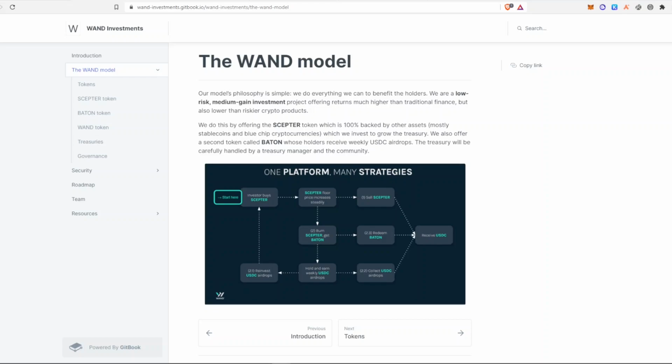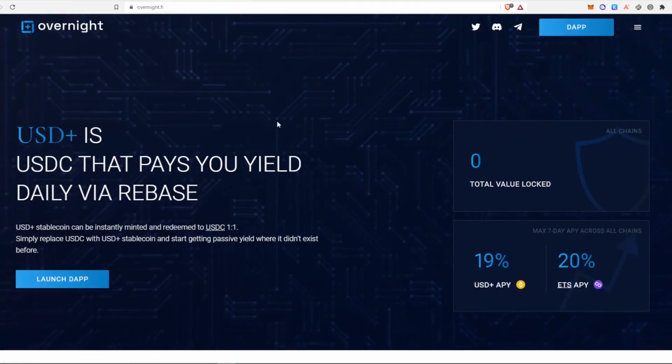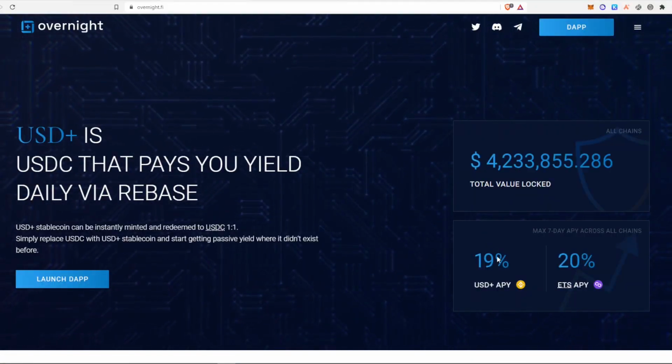The Scepter treasury is going to be the low risk treasury, because there are actually going to be three different treasuries. The Scepter treasury behind Scepter is the low risk investment one, where the money is going to be put into very low risk stablecoin investments and stuff like that. Very similar to another protocol, USD Plus, which I've also done a video on before. We can go ahead and have a look at that protocol now and see how that works.